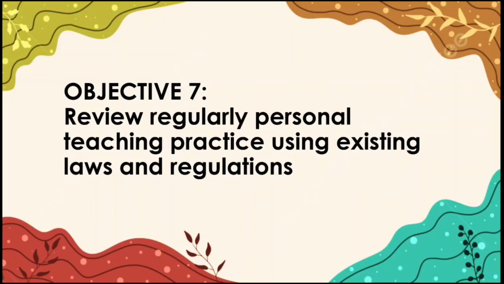Next, let's go to Objective 7. We have review regularly personal teaching practice using existing laws and regulations. We have the question. How do you develop your teaching practice in accordance with the existing laws that apply to teaching and the responsibilities specified in the Code of Ethics for professional teachers? How do you develop your teaching practice in accordance with the existing regulations?